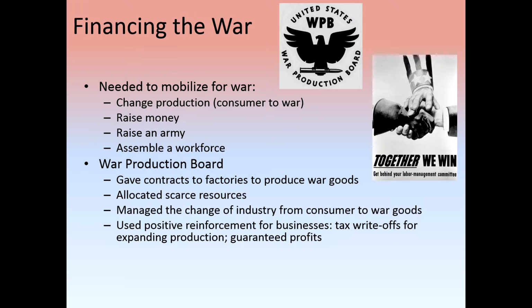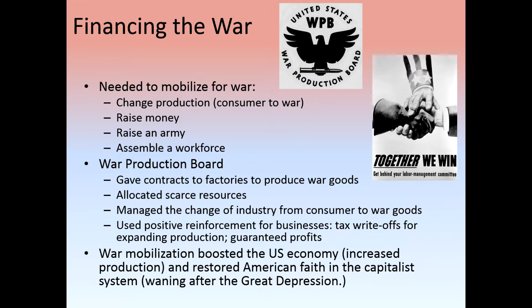So one thing that the government created was the War Production Board. It gave contracts to factories to produce war goods. It allocated scarce resources, so they decided which factories would get which resources. They managed the change of industry from consumer to war goods. And they used positive reinforcement for businesses, like tax write-offs for expanding their production or guaranteed profits, because the government is the one purchasing all of this stuff.